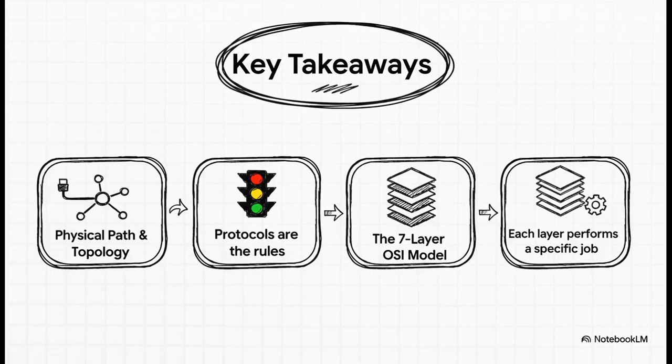So, to wrap it all up, all communication needs a physical path, a topology. Protocols are the essential rules of the road that let different devices talk to each other. The 7-layer OSI model brilliantly organizes all those complex rules, and the whole thing just works because each layer focuses on its own specific job, allowing the entire system to function seamlessly.